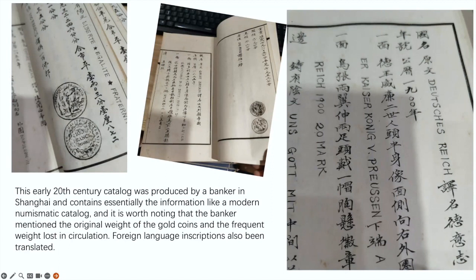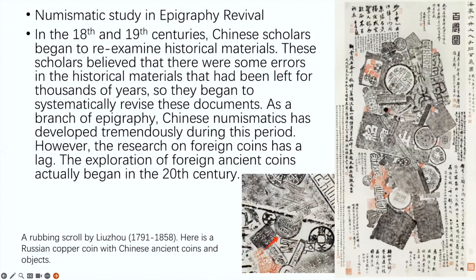of catalogs. But on the other hand, the epigraphy tradition was still being kept. So here is a rubbing of ancient Chinese coins and ancient Chinese objects. But in the corner, like down there, is the 5 kopecks of Russia. And you can see the eagle down there. So it's a very fascinating thing.